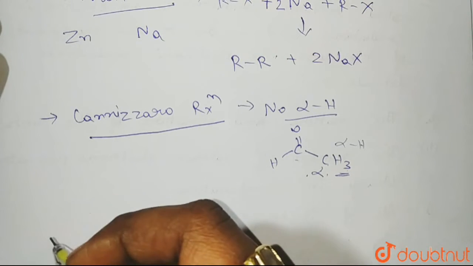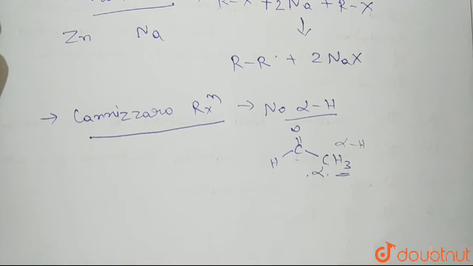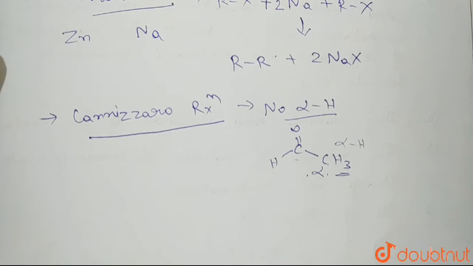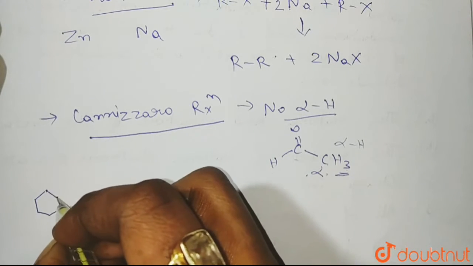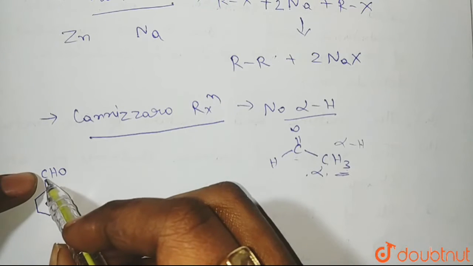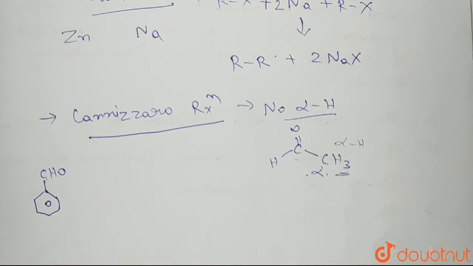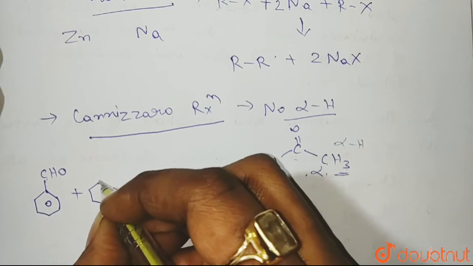The reaction is, let's say we take benzaldehyde. This is our benzaldehyde, CHO, right? This is the carbonyl carbon, to which this carbon is the alpha carbon, and we know that this carbon has no hydrogen. So no alpha hydrogen is present here. Two moles of benzaldehyde are used here.